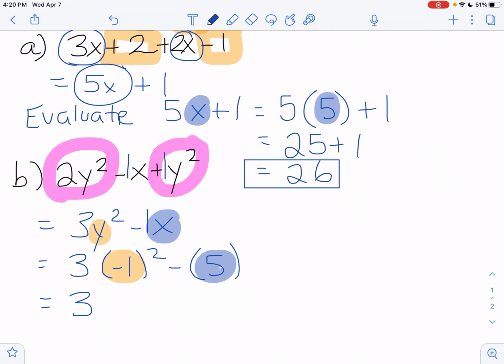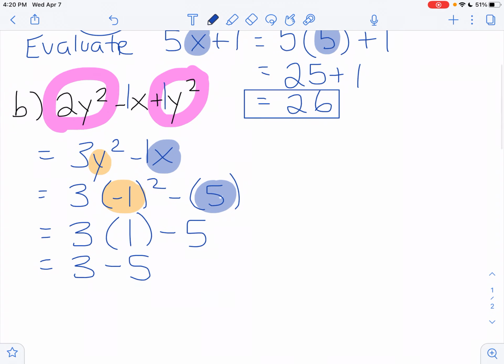3 times -1 squared, or -1 times -1, makes +1, because a negative times a negative makes a positive, and 1 times 1 is just 1. So -1 squared is just 1. Now I'm going to do the multiply. 3 times 1 is 3. And finally, I can do 3 minus 5. +3, take away 5, leaves me with -2.